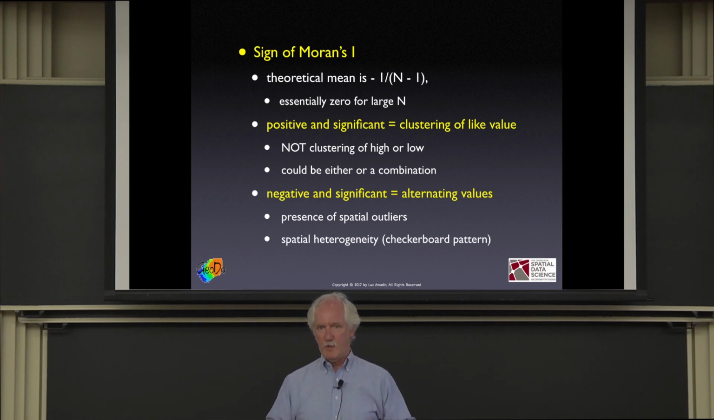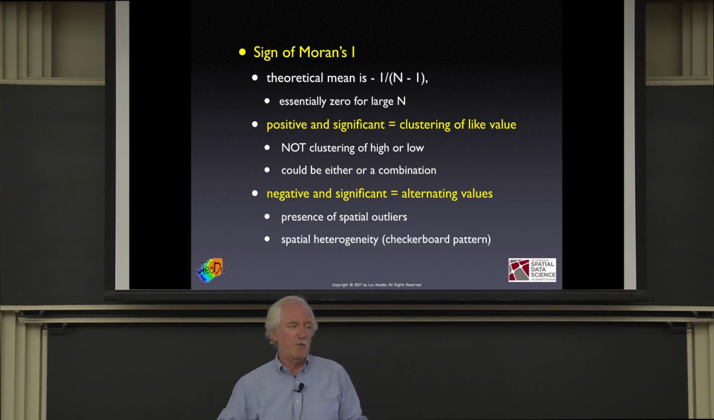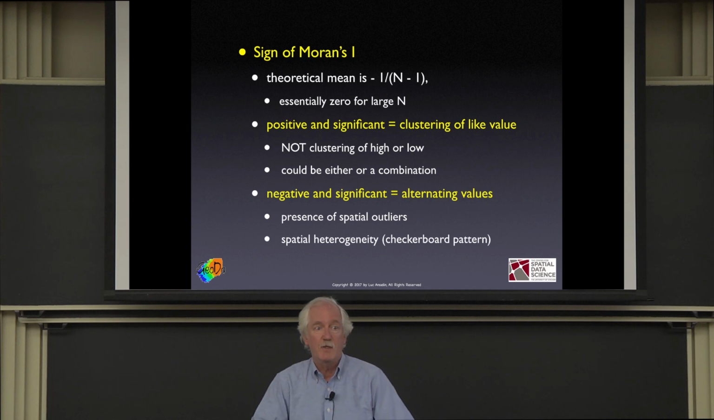The interpretation of the alternative hypothesis we talked a little bit about last week. So if it's positive and significant, then it points to clustering of like values. As I mentioned the other day, not high or low, could be both or some combination, right? So clustering of like values, and negative and significant means alternating values, checkerboard, presence of outliers, spatial heterogeneity, more variability than you would expect under the null.